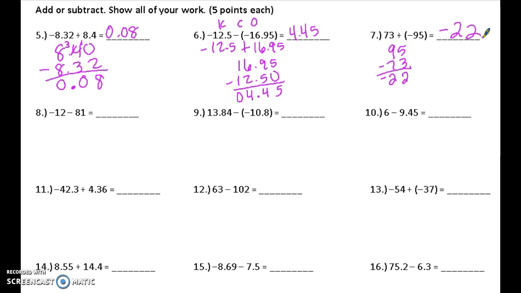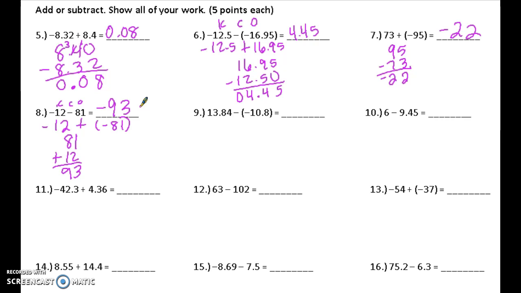Number 8 is a subtraction problem, so I have to use additive inverse to turn it into an addition problem. Keep my first number, change subtraction to addition, take the opposite of the second number. Now I look at the new problem. It's an addition problem. My signs are the same, so I add them and keep the sign. 1 plus 2 is 3. 8 plus 1 is 9. They're both negative, so my answer is negative 93.